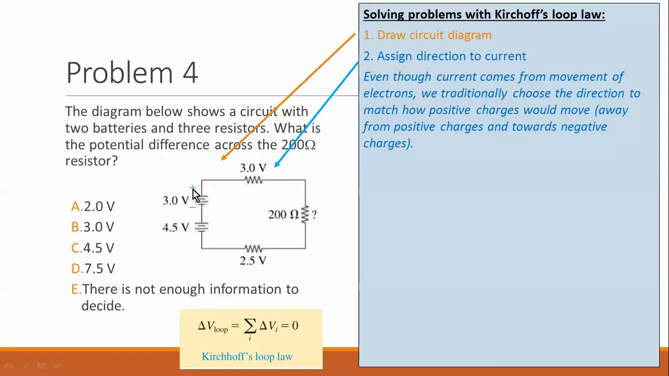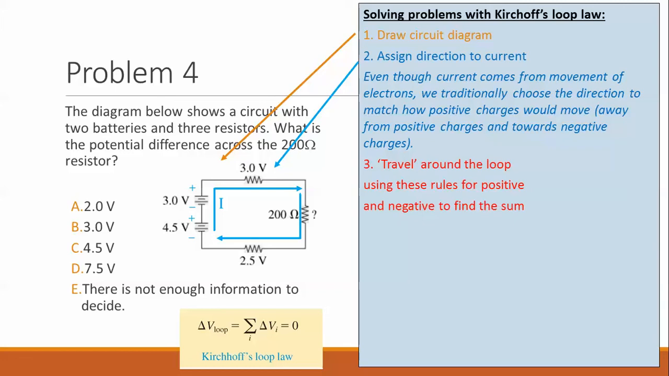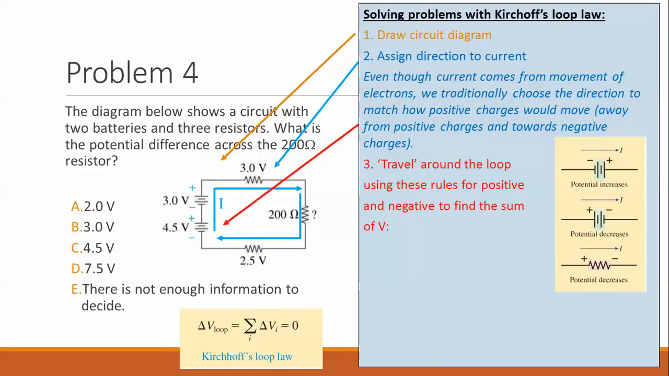This is the positive end of the battery, the negative end. So we're going to draw our current in this direction. And we continue it throughout the entire circuit. We've drawn the direction of our current. We have our circuit diagram. Now we're going to travel around the loop using special rules for positive and negative to find the sum of the potential. So we're going to start before the first battery.